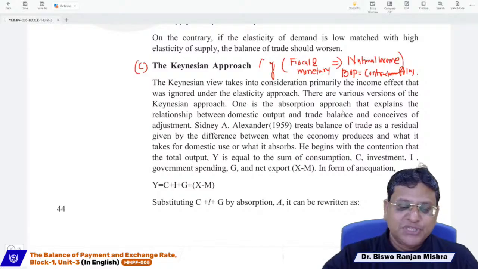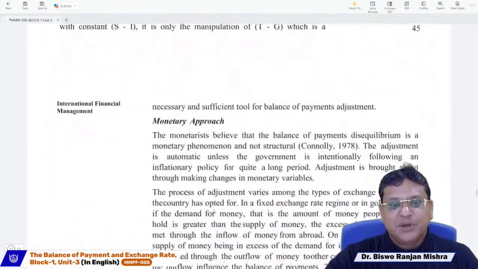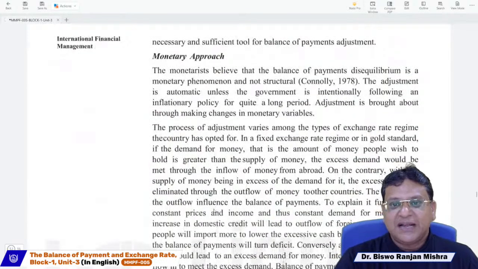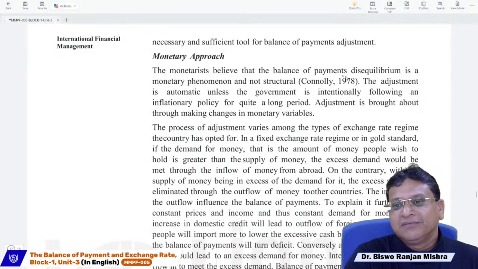And the third approach is known as the monetarist approach. What is the monetarist approach? The monetarist approach tells that BOP disequilibrium is a monetary phenomenon.